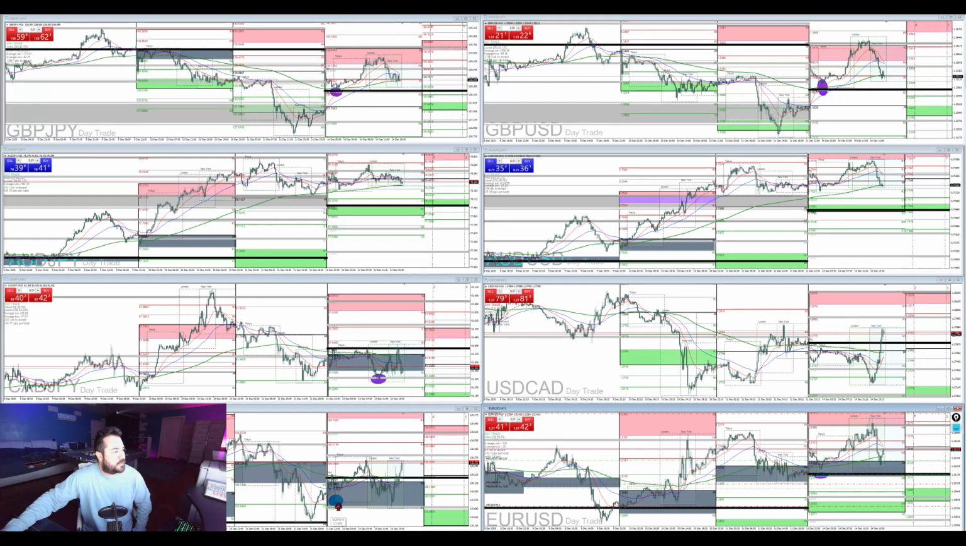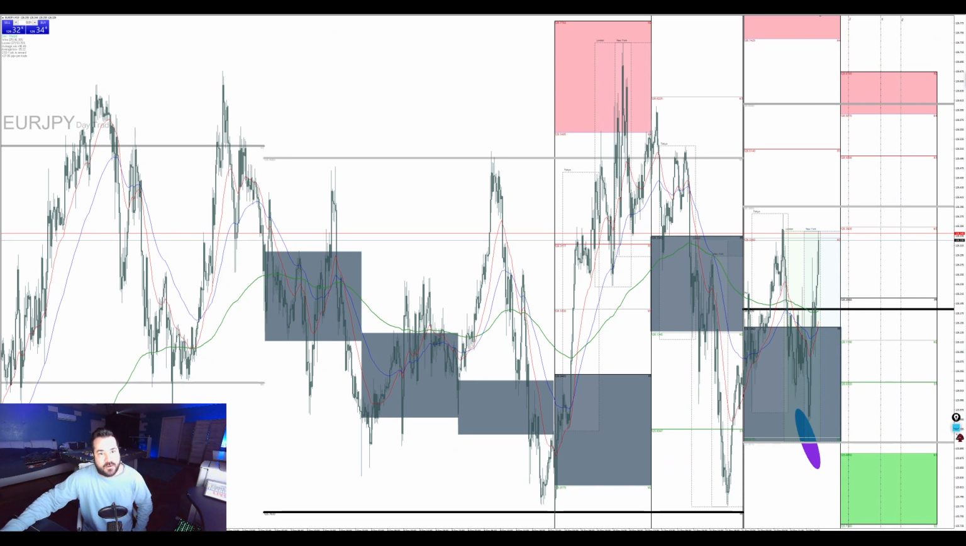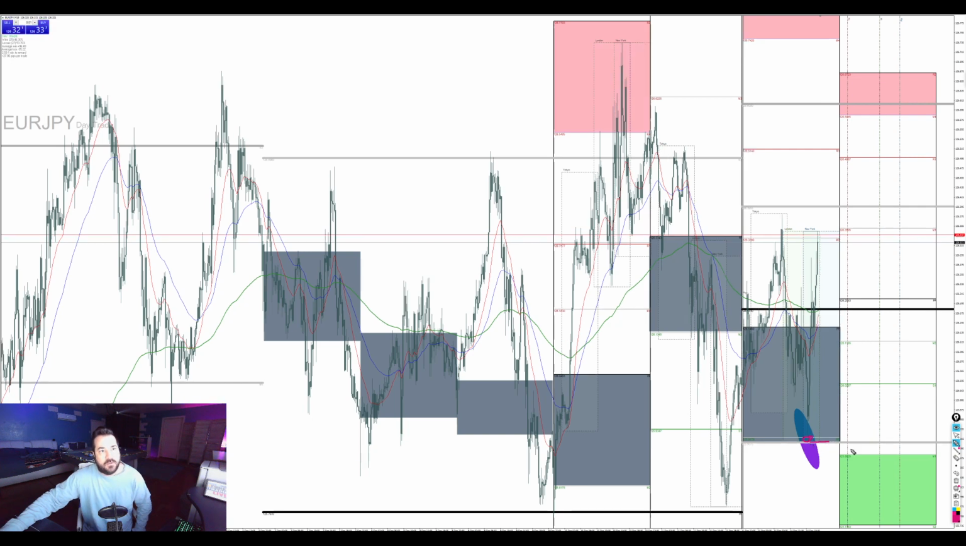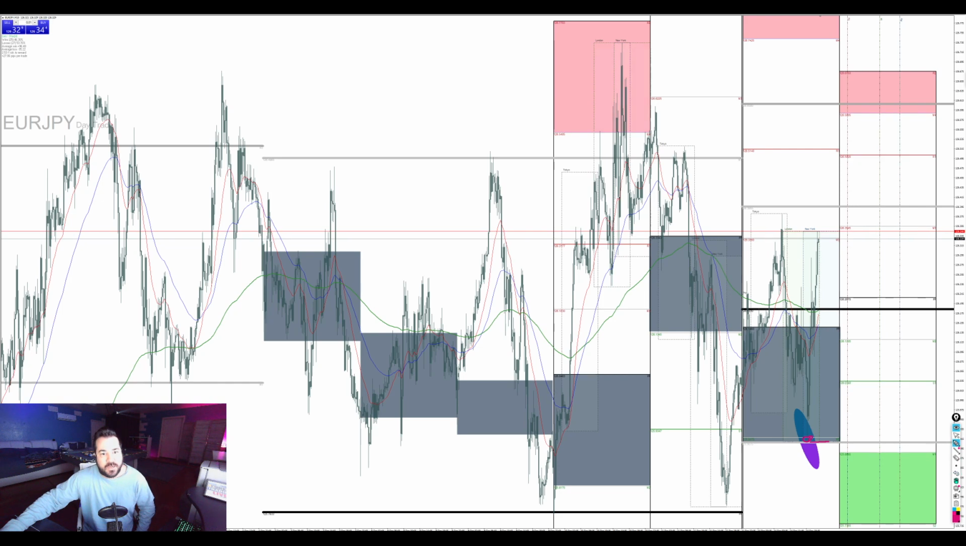Okay, and this is a beautiful touch right here. You can see that beautiful touch right there on the M2, and this is my M2. The wick came down right to it, so that is a nice trade setup. Maybe that's why we finally broke above the central pivot.